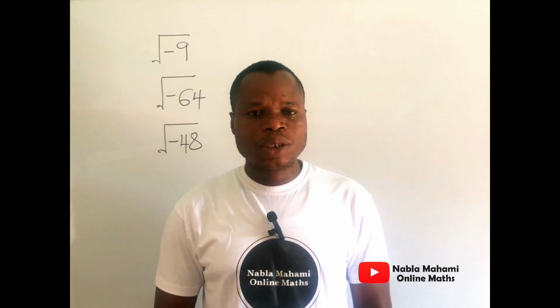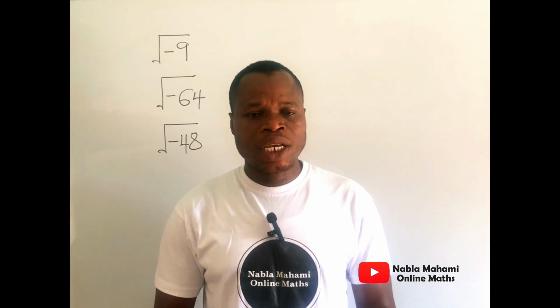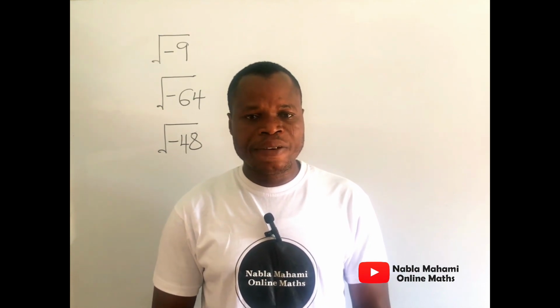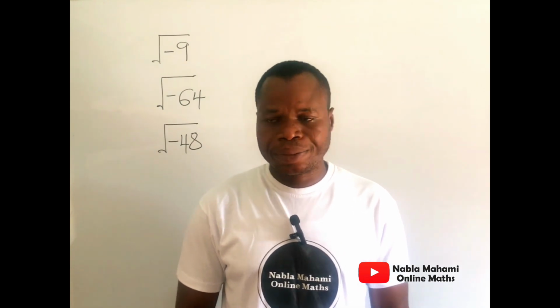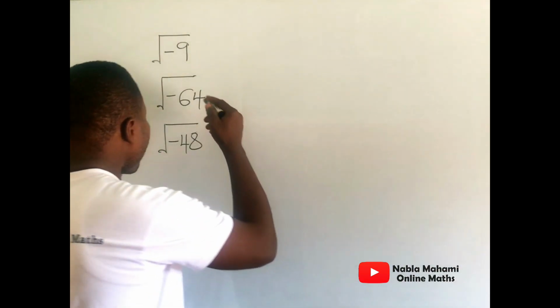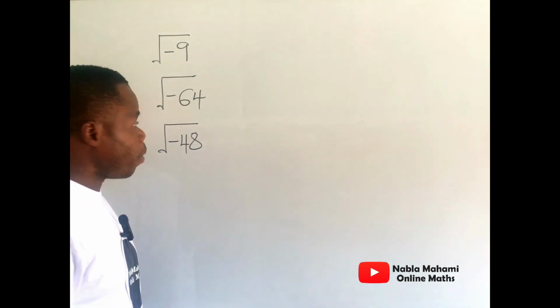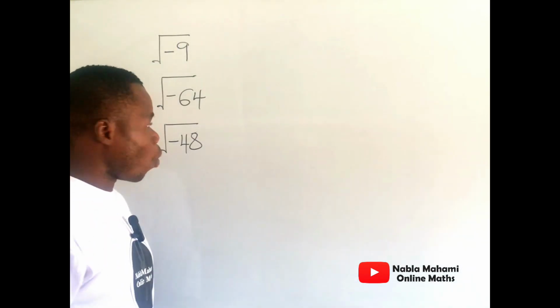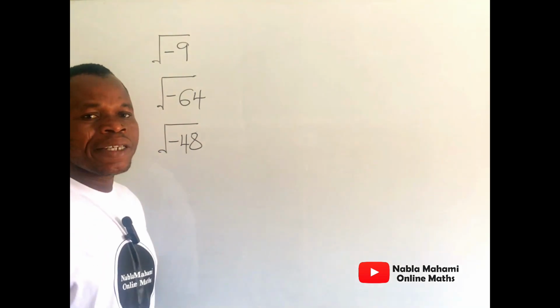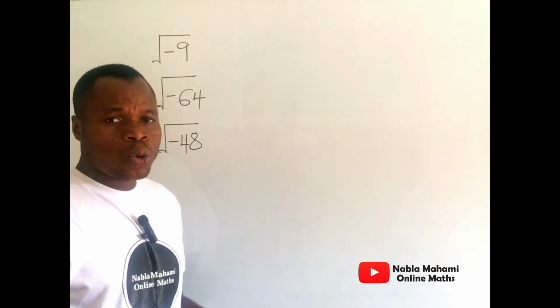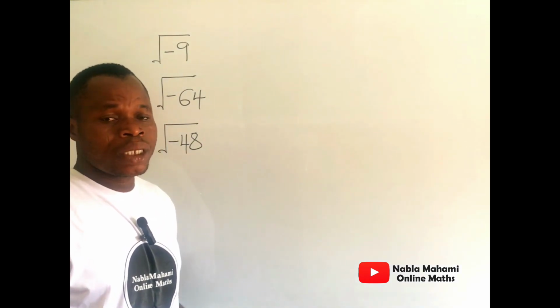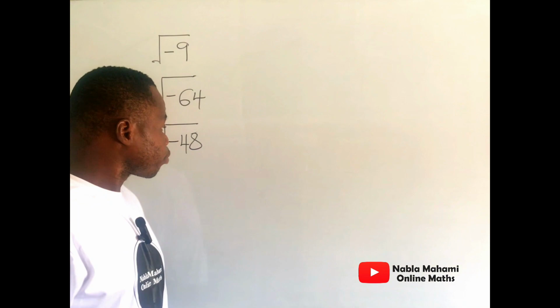Today, we are going to learn how to find the square root of a negative number without using a calculator. And I have some examples on the board to illustrate this. On the board, we have the square root of negative 9, the square root of negative 64, and the square root of negative 48. We are doing this because we want to correct one misconception about mathematics.